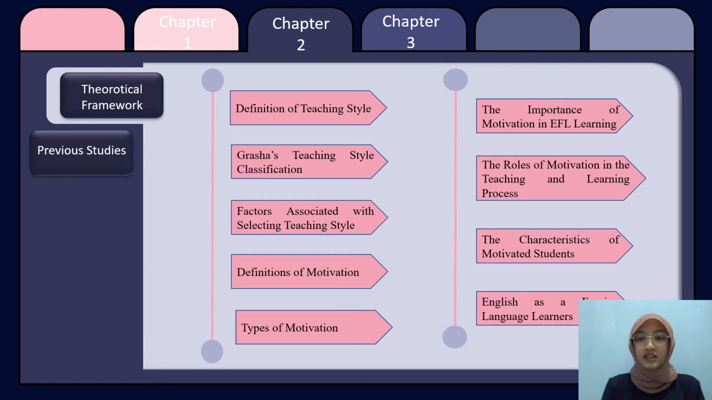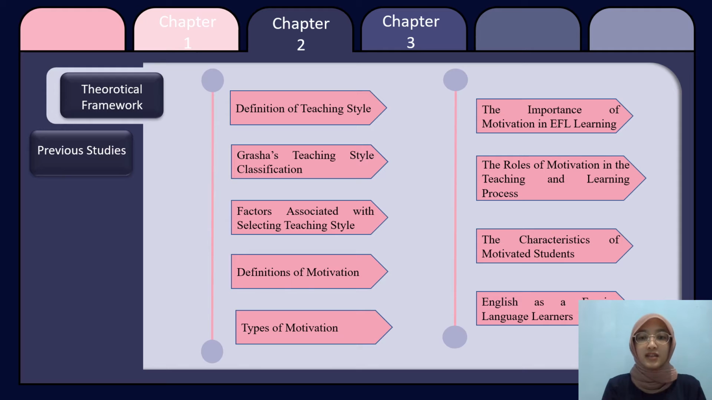And next, the characteristics of motivated student. Number one, positive task orientation, and next, ego involvement, and next, need for achievement, and next, high aspiration, and next, goal orientation, and next, perseverance, and the last, tolerance of ambiguity.